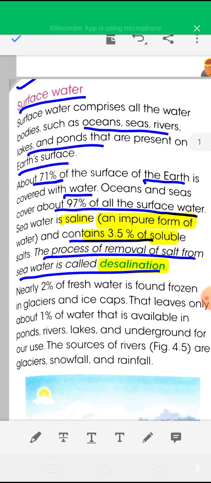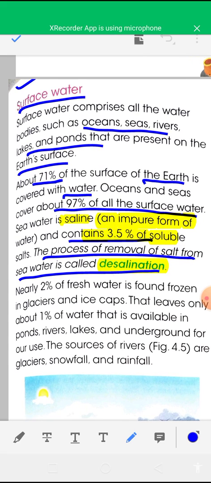Nearly 2% of fresh water is found frozen in glaciers and ice caps. The sources of rivers are glaciers, snowfall, and rainfall.